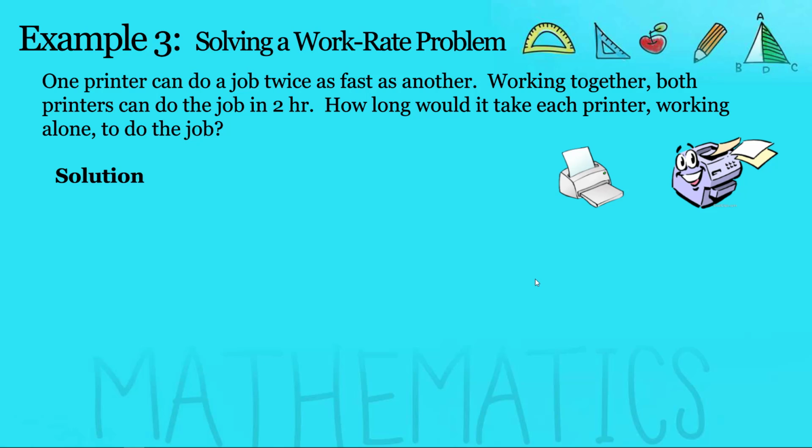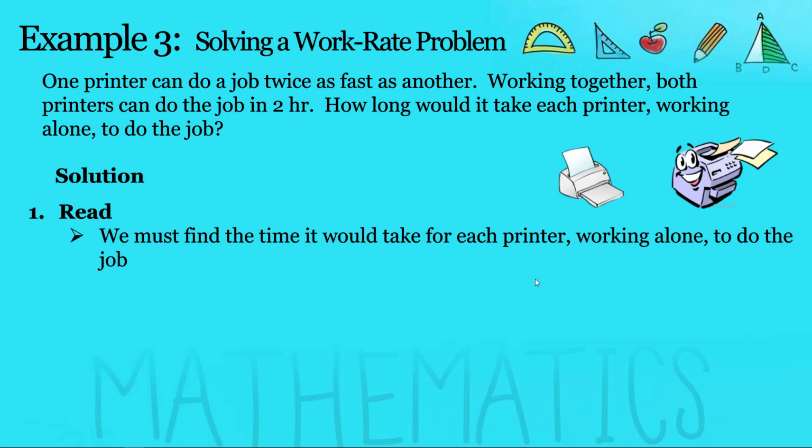Okay, so here is our problem. We have one printer that can work twice as fast as the other printer. However, working together, both printers can do a particular job in 2 hours. And the question is, how long would it take for each printer working by itself to do the exact same job? Okay, so what do we need to find? Well, we need to find this. How long could each printer working alone do the job?